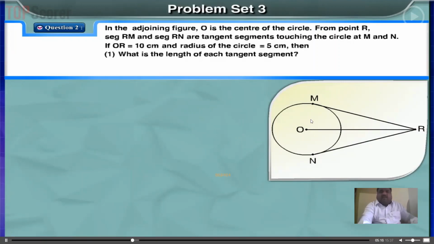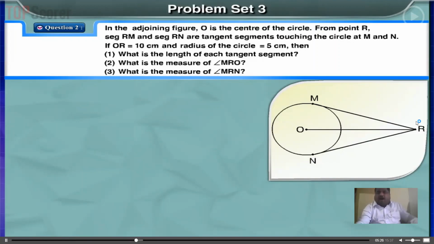Then the question is, what we have to find out? What is the length of each tangent segment? That is, we have to find out RM and RN. What is the measure of angle MRO? This angle we have to find out. What is the measure of angle MRN? This angle we have to find out. Now let us see its solution. We have to join the segment OM, where OM is the radius of the circle.